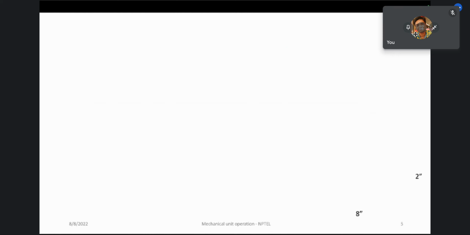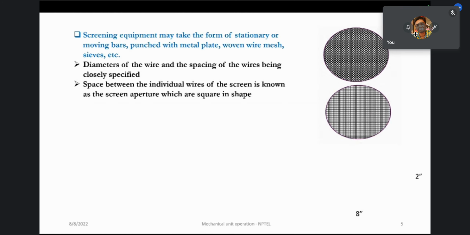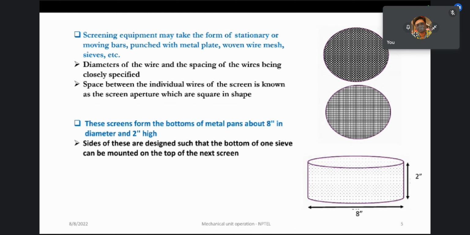It is narrow in nature. Now for screening, there may be different equipment. It includes moving bars, punched metal plate, and woven wire mesh, sieves, etc. We all know how sieves look. This can be a punched plate, or some wire mesh, something like that. It looks like this.